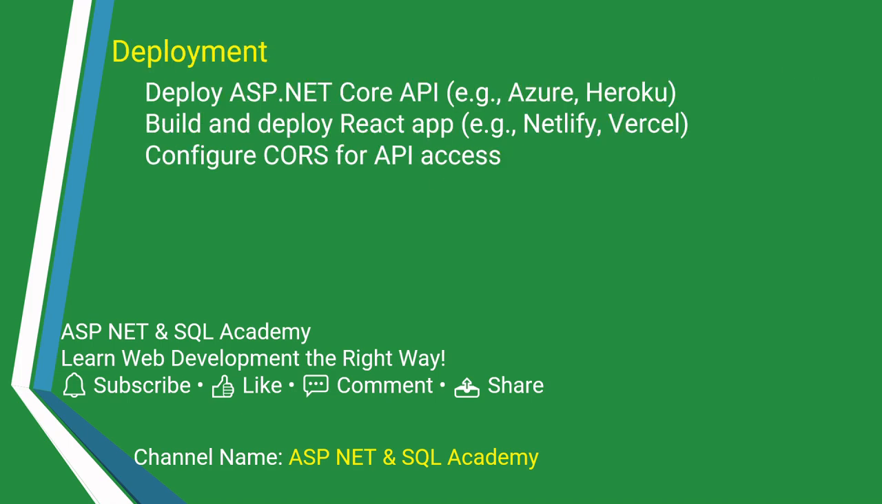Once your application is ready, deploy the ASP.NET Core API on platforms like Azure or Heroku. Build and deploy the React app using services like Netlify or Vercel. Don't forget to configure CORS in your backend to allow your frontend to access the API.